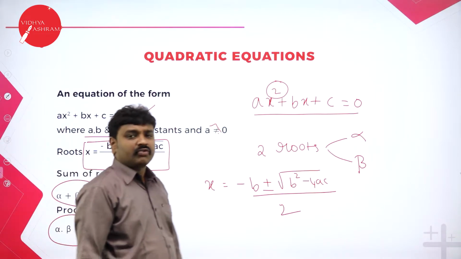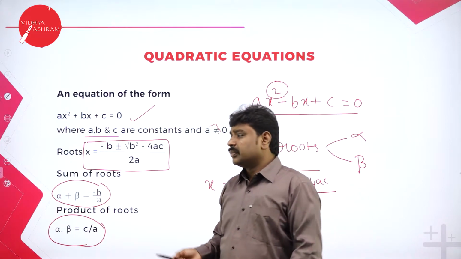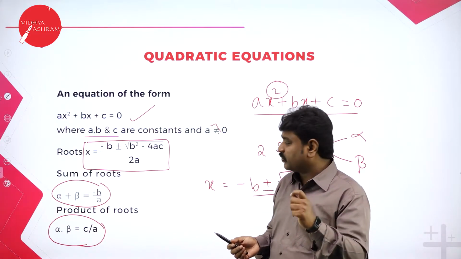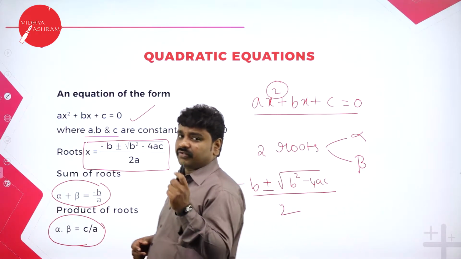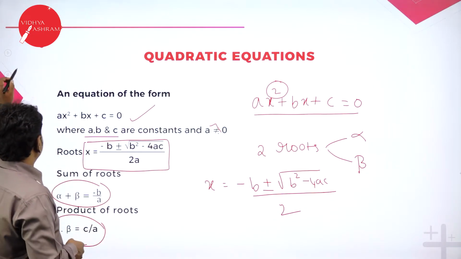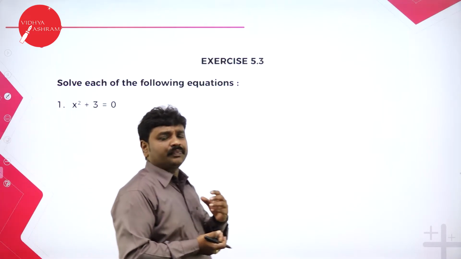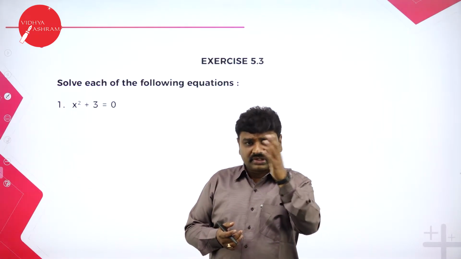So what is the general form of a quadratic equation? ax square plus bx plus c equal to 0. What are the roots? Minus b plus or minus root of b square minus 4ac by 2a. And we have formulas for the sum of roots and product of roots. So now we'll go ahead with solving quadratic equations. You have solved them before, so now the same thing.